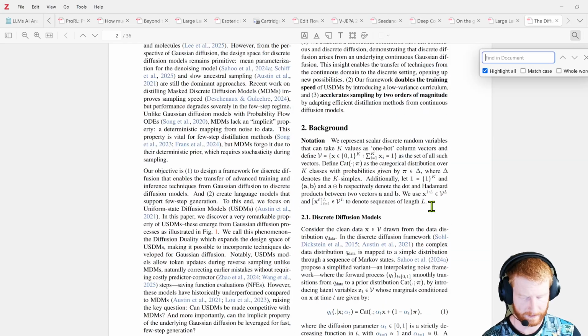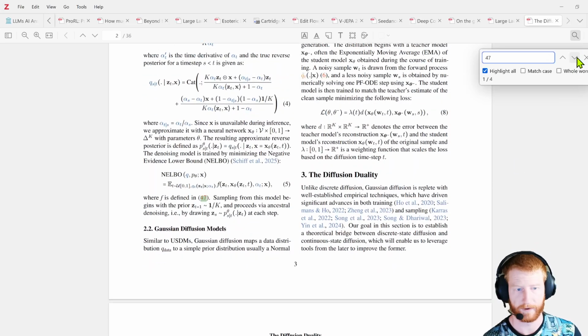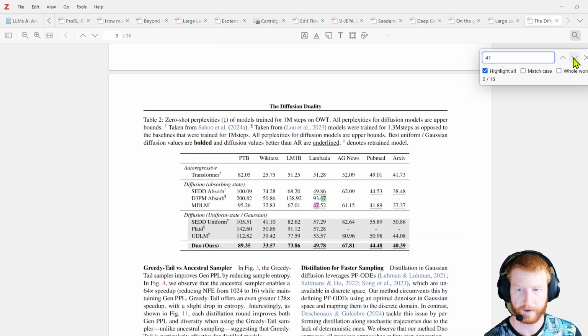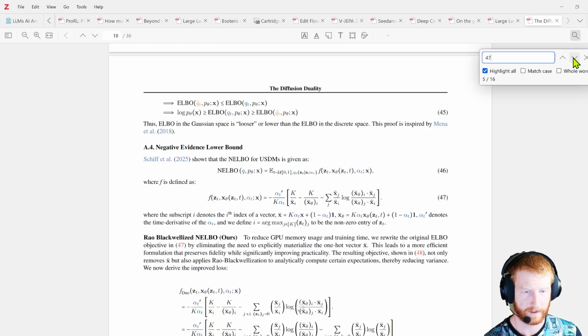We should look at, I guess, equation 47 of their actual loss function, if it's even findable.